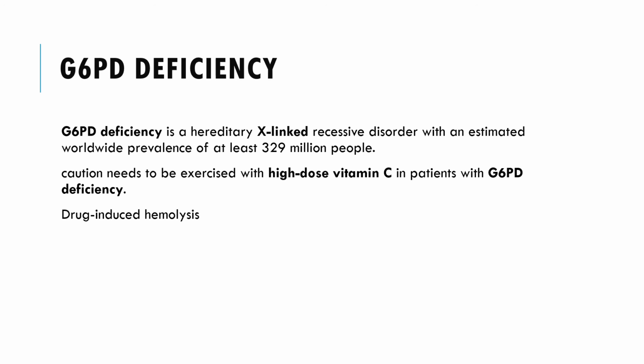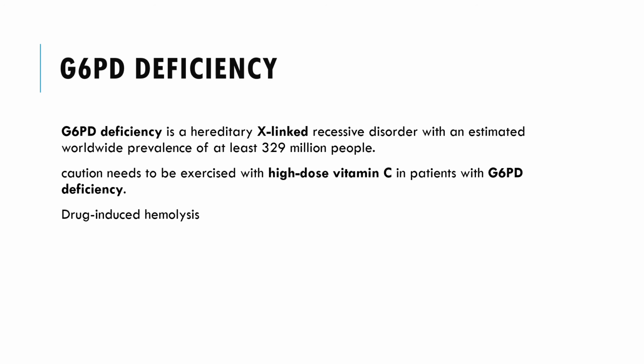Now, that doesn't mean that if you have this deficiency, you can't get it. It just means you have to use extra caution. Hemolysis is when the red blood cells break open when certain foods or drugs are given, like high doses of vitamin C. This deficiency is a hereditary X-linked recessive disorder, with an estimated worldwide prevalence of at least 329 million people.